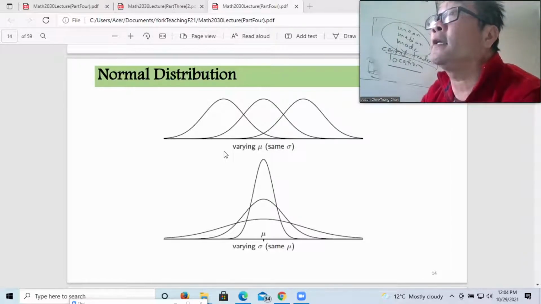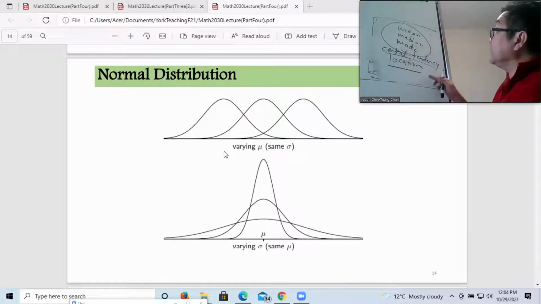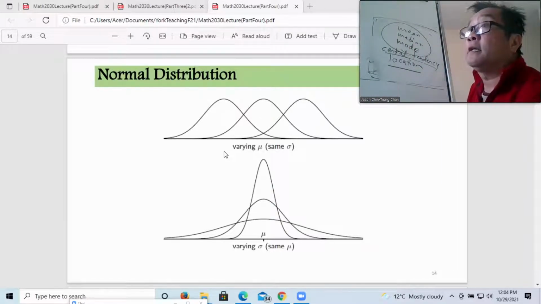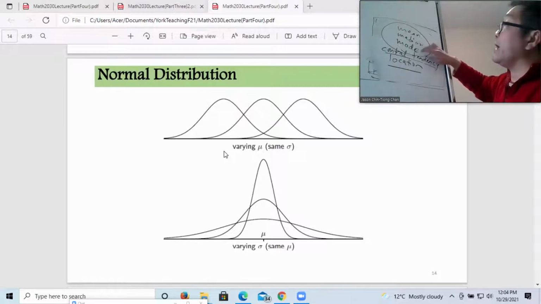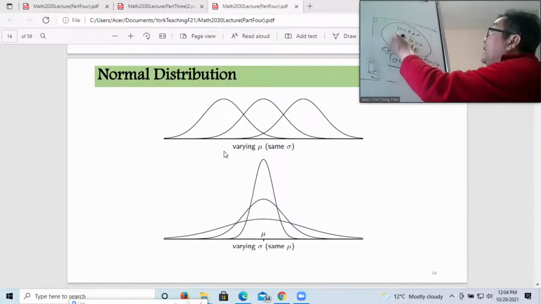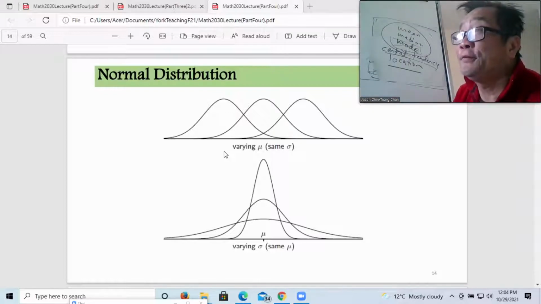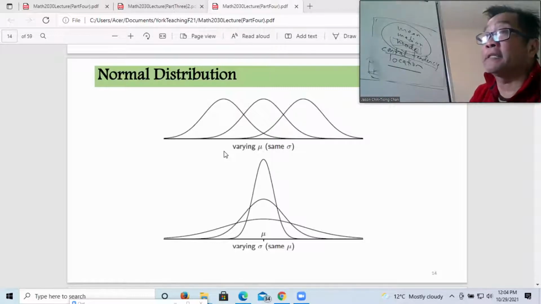What is the last one? Mode. Yeah, mean, median, and mode. This calculation is the easiest one, but it's not useful. Why do I say it's not useful? Because you can have more than one answer.